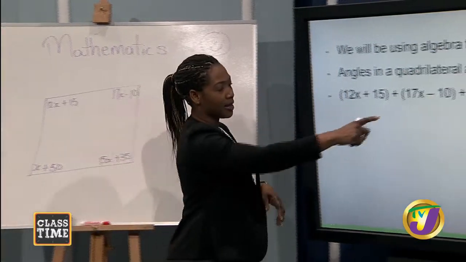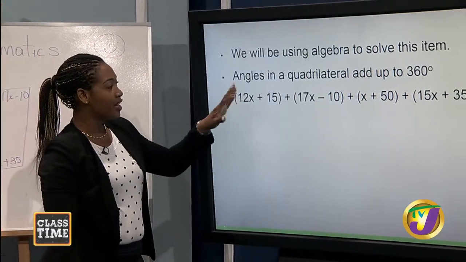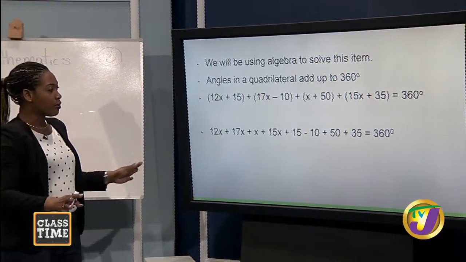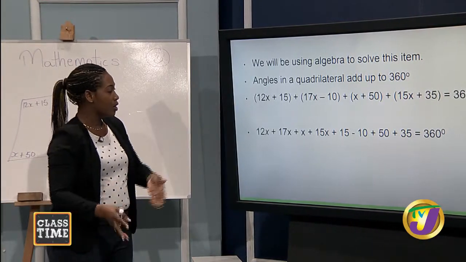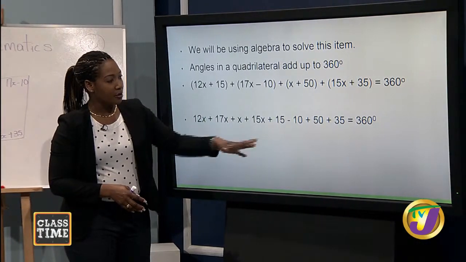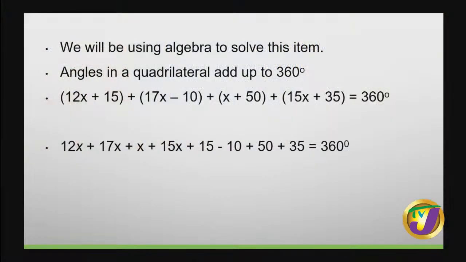So we'd have to add them, as you can see here. Let's move back to the screen. You have 12x plus 15, and it's all lined up, equaling 360. We're going to remove the bracket, and we're going to group like terms. So all the x terms are placed together, and all the constants are placed together. So 12x plus 17x plus x plus 15x. Then you have plus 15, subtract 10, plus 50, plus 35. They all equal 360. When you combine the x terms, you get 45x. Combine the constants, you would have positive 90, and this equals 360.